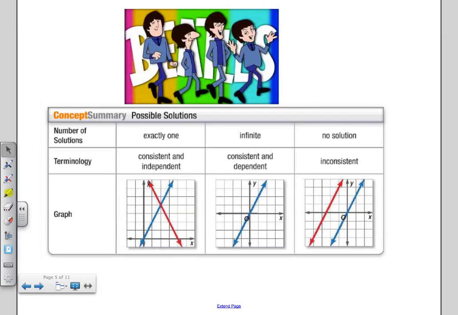Okay. Here is a look graphically at the possible solutions of systems of equations. If you have exactly one solution, it is consistent and independent. If you have an infinite number of solutions, it's consistent and dependent. And if you have no solution, it's inconsistent. So maybe your homework is going to be to look at a graph and describe it, meaning is it consistent and independent, is it consistent and dependent, or is it inconsistent?